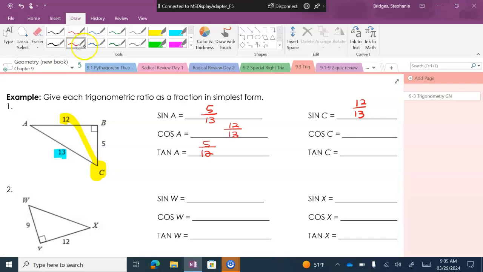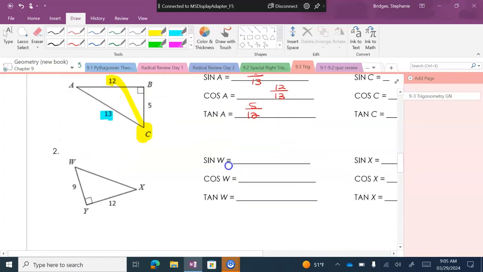All right, what about the cosine of C? What would that be? 5 over 13, yep. And then the tangent of C would be 12 to 5, opposite over adjacent. So far, so good? Okay. Look at number 2.